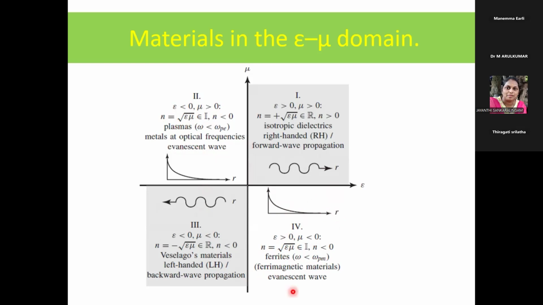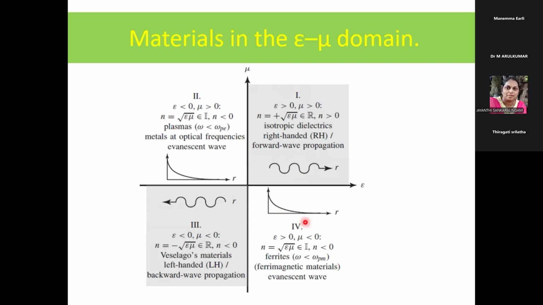So these type of materials which are actually existing in the nature are called the ferrites or the ferrimagnetic materials. They have the evanescent wave. Wave cannot travel longer distances. So these three quadrants are existing in nature actually.